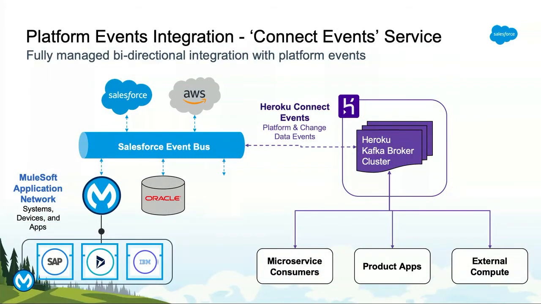The second probable architecture is a plug-and-play architecture, where you can extend Salesforce's event bus with another highly scalable distributed messaging bus like Kafka, where you, as a customer, can use your own managed instance of Kafka, or you can use a fully managed Kafka instance on Heroku Kafka as a service to ultimately wire up your product apps, perform external computation, or even support your microservice-driven architecture.